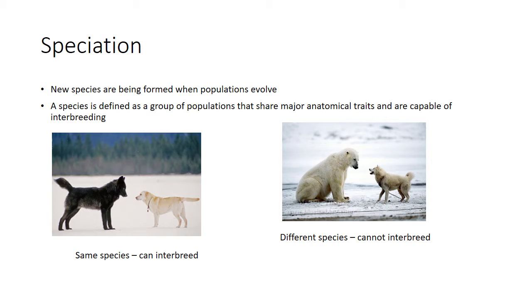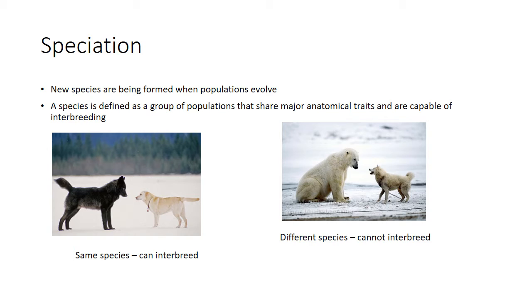This is essentially correct, but we need to first define what species is. The basic idea is that new species are being formed when populations evolve. But what are species? In most textbooks and encyclopedias and dictionaries of biology, you will find this definition: a species is a group of populations that share major anatomical traits and are capable of interbreeding.